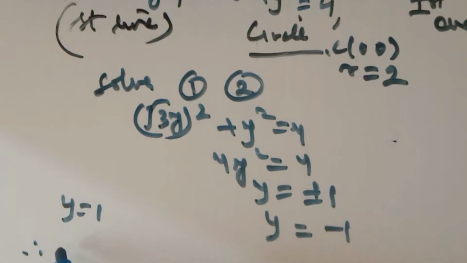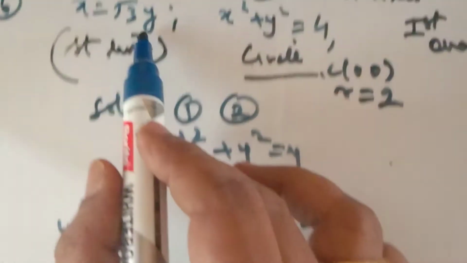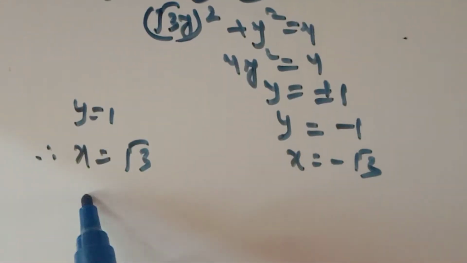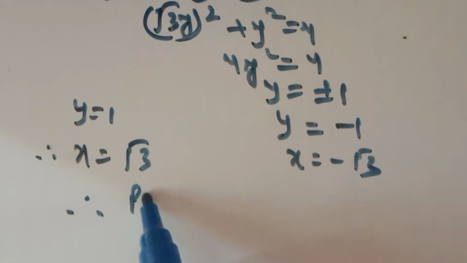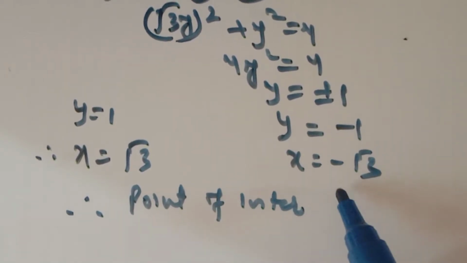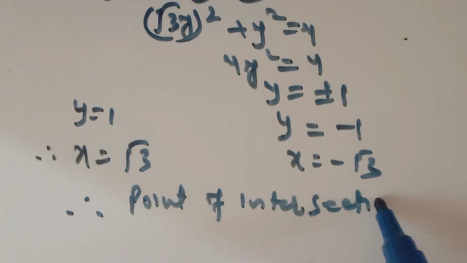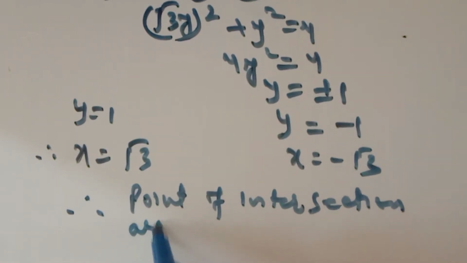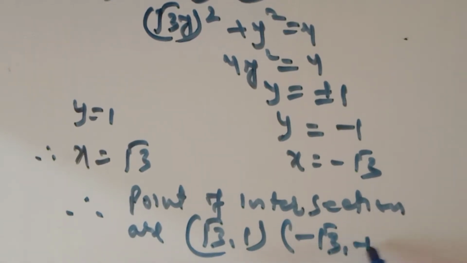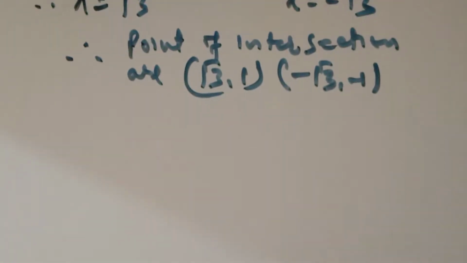So therefore the value of x, putting in equation 1, will be root 3, and x is equal to minus root 3. So the points of intersection of these two curves are (root 3, 1) and (minus root 3, minus 1). So now draw these two curves.